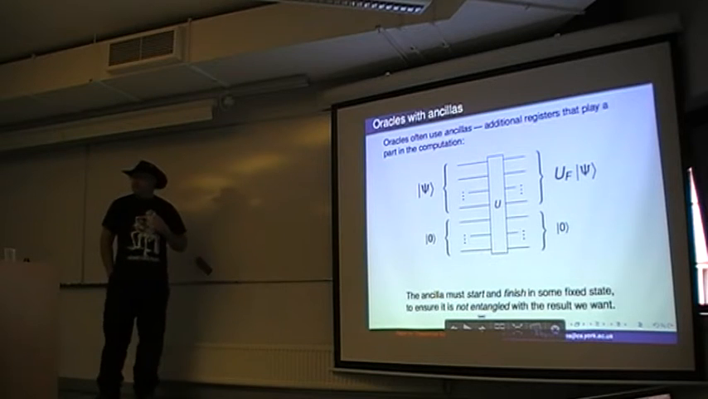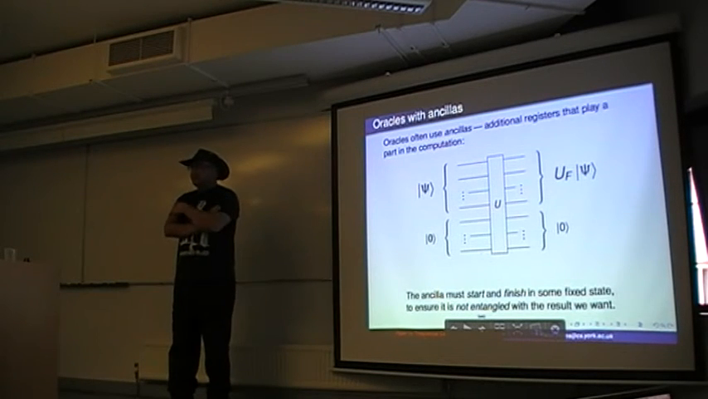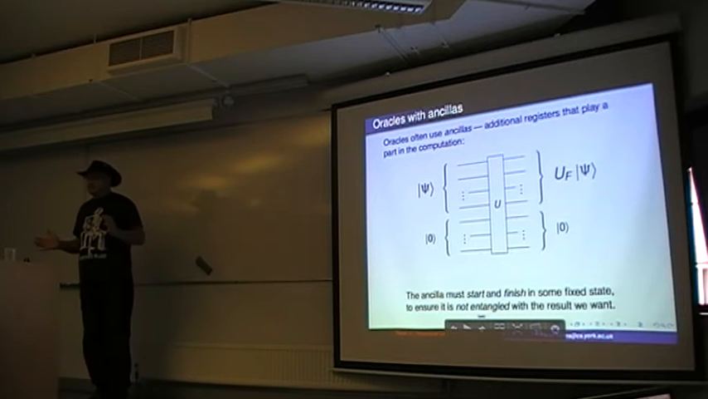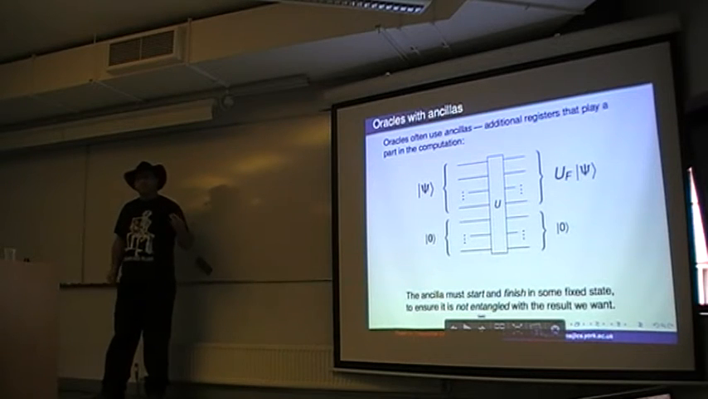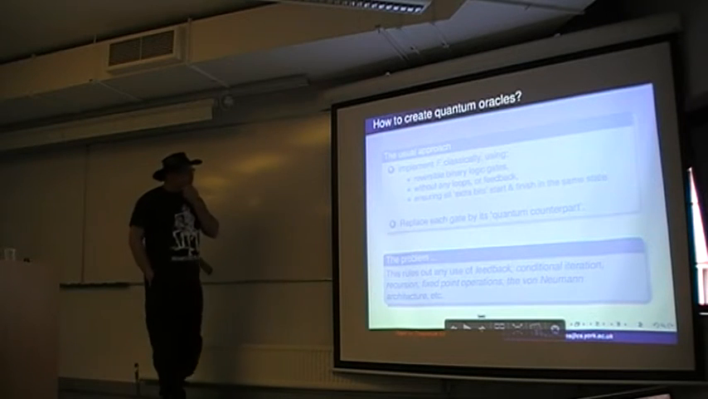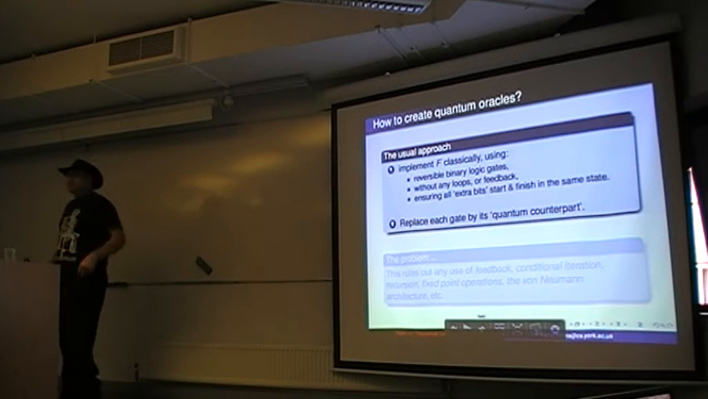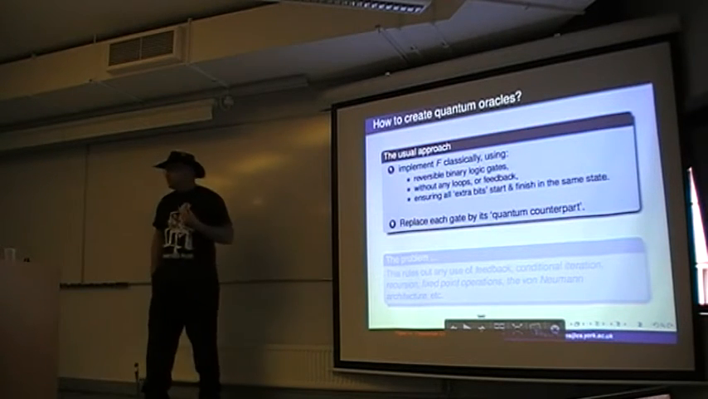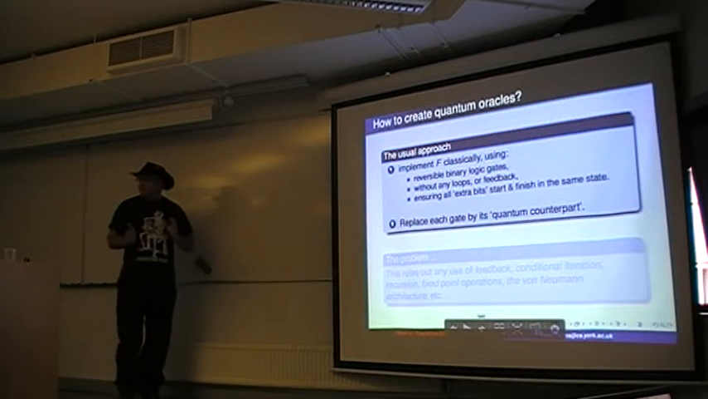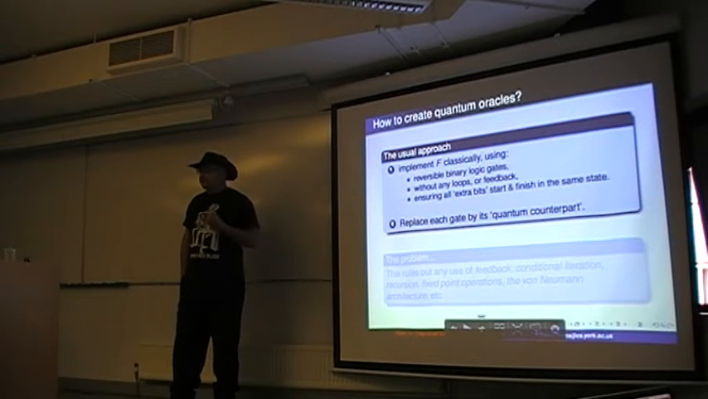Okay. Now, there are complications, of course, because in computing, we need ancillas. It's from the Latin for servant. It's an additional register that plays a part in the computation, but because we don't want any unwanted entanglement, it's got to start and finish in the same state. So the theorist has spent all week telling you how to construct entanglement. Here I'm saying, actually, sometimes we're trying to get rid of it. So, how do we create them? That's the question. Well, here's the usual approach. We implement f classically, and we do it using reversible binary logic gates. And of course, we don't have any loops, we don't have any feedback, and any extra memory, any extra bits, they've all got to start and finish in the same state.